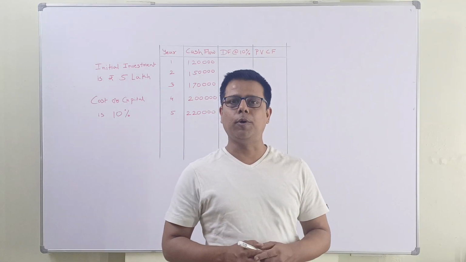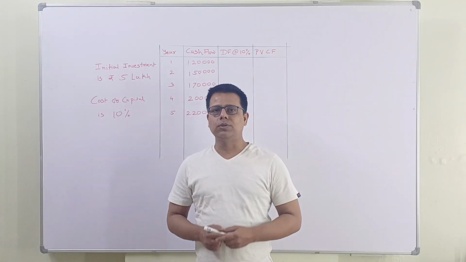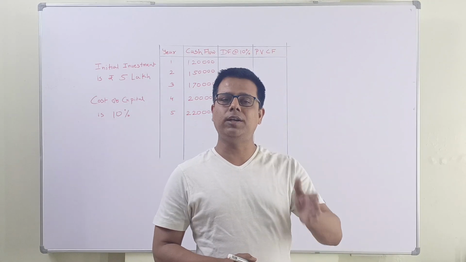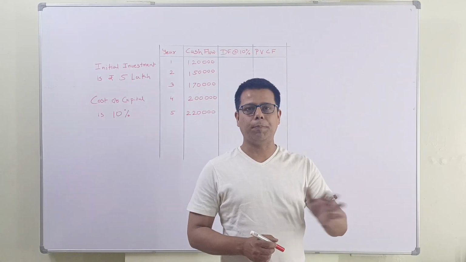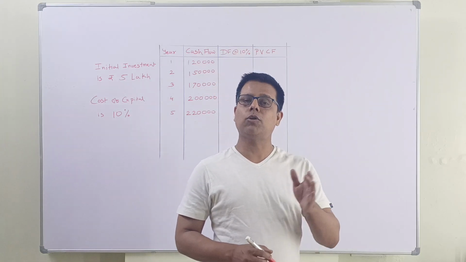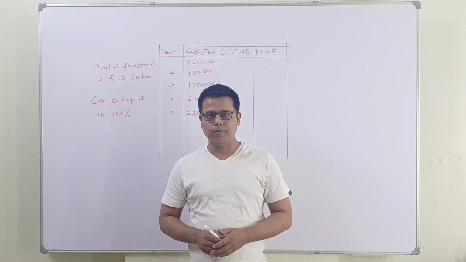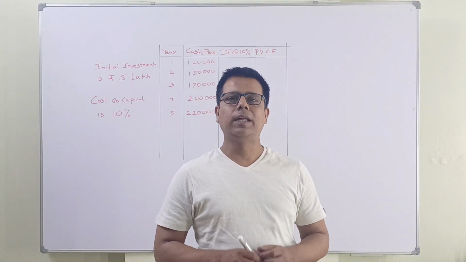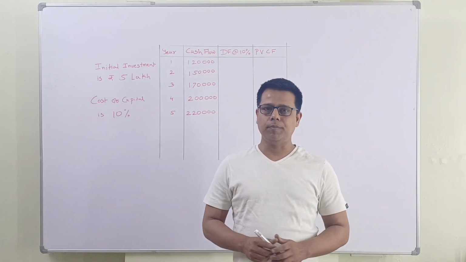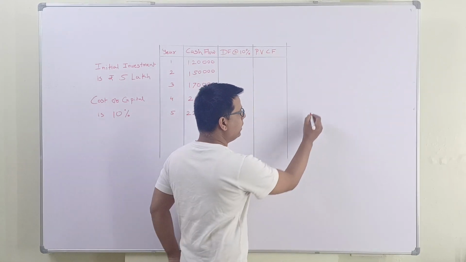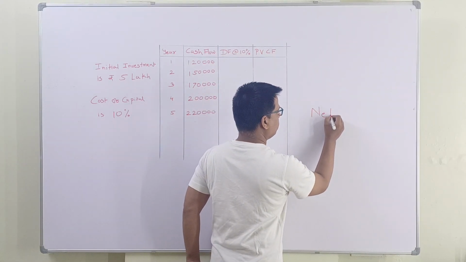So to decide upon, a tool is used that is called as capital budgeting, or the entire process of that decision making is called as capital budgeting. So in capital budgeting there are various techniques or methods to make a decision. So we are going to discuss one important method today, that is NPV, that is net present value method.